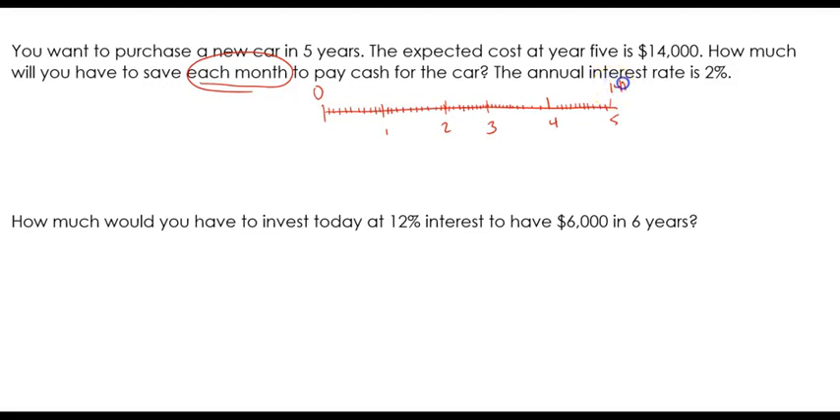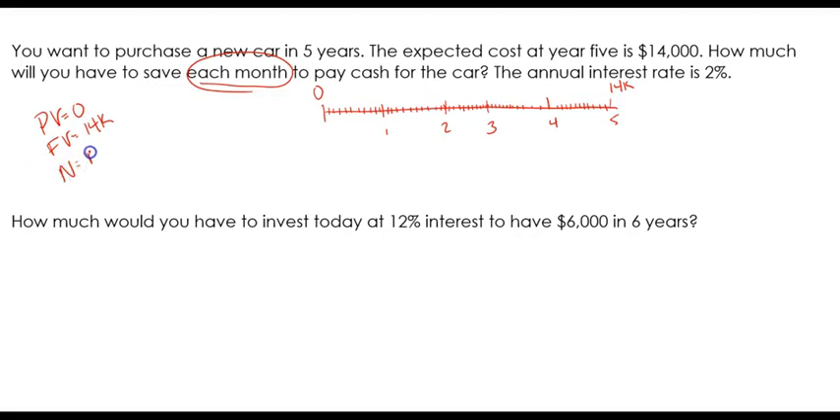We need to have $14,000. And we have 5 years to save it. We earn 2% on our savings account. So let's put in what we know. We know that the present value is 0 because we have nothing in this savings account yet. We know that the future value is $14,000 because the car is going to cost $14,000.